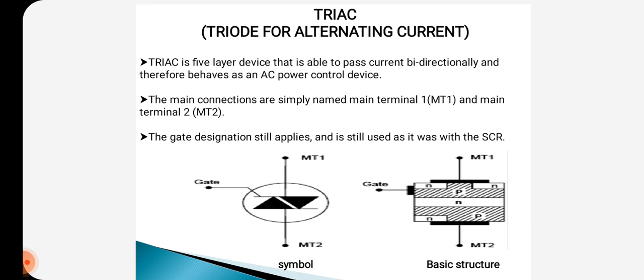still applies and it is still used as it was with SCR. The symbol of the TRIAC is as shown in the figure, and the basic structure also. There are three terminals, that is MT1, MT2 and gate, and 2 SCRs are connected in parallel with each other.